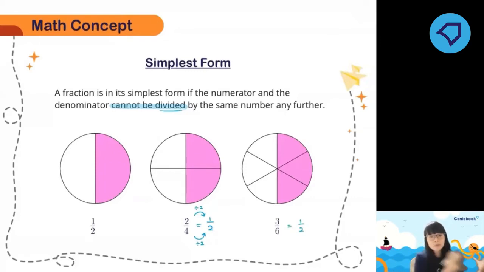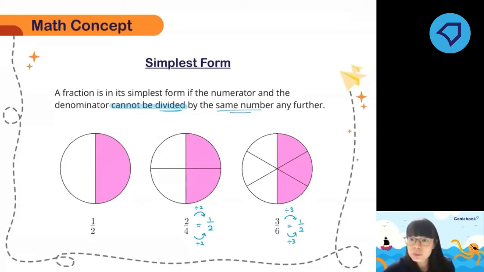But how do I make 3/6 to be half? I need to divide by 3. Excellent job. Okay, so realize that you have to divide by the same number over here. Any questions so far?